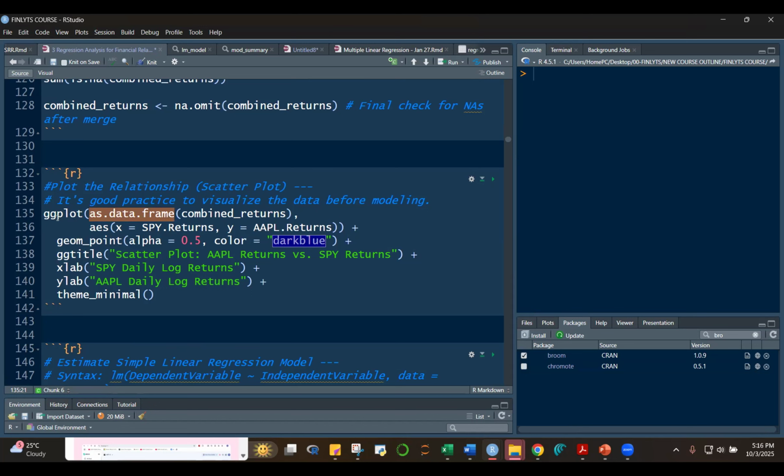XTS objects will not work sa ggplot. So that's why we are converting it into a data frame. Okay. So this one class will not convert your combined returns as a data frame. Okay, only here class in this code it will become a data frame, but your combined returns will still be an XTS object.